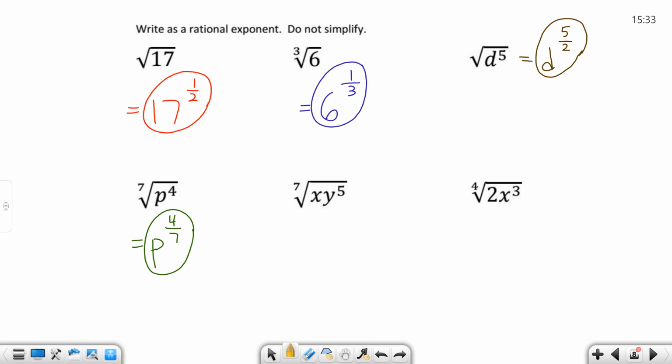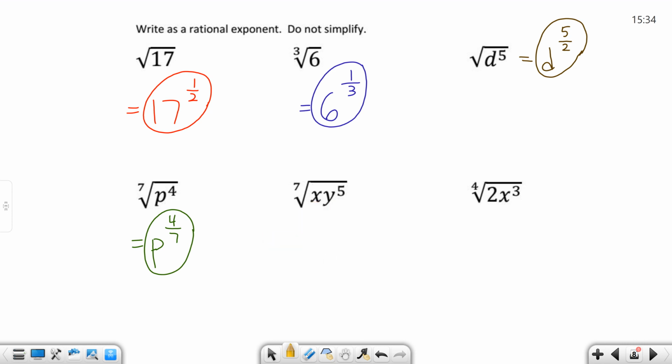All right, the next one is a little bit tricky. xy to the 5th to the 7th, or the 7th root of xy to the 5th. What's being raised to the 5th power here? That's right, only the y. The x is not raised. So if you simply write x, y to the 5/7, this is wrong, okay? You completely forgot about the x. That's bad. That's wrong. No good.